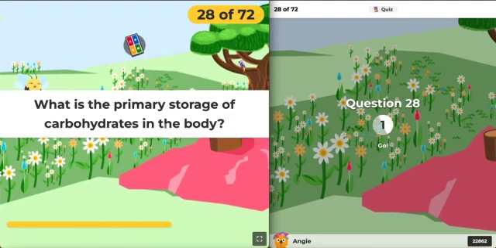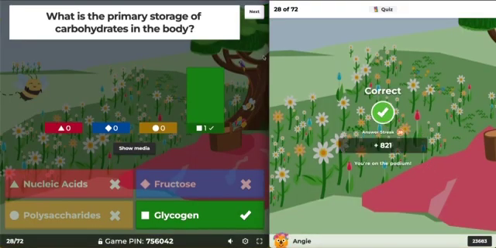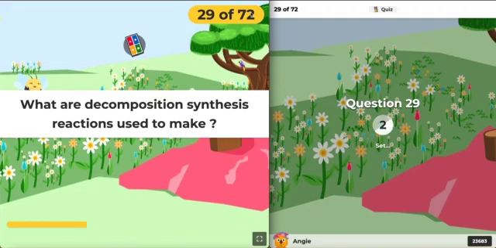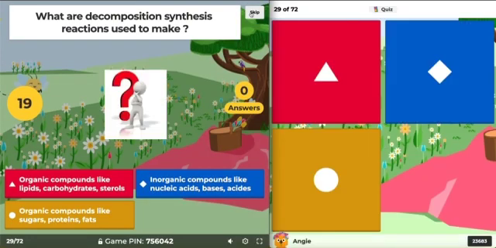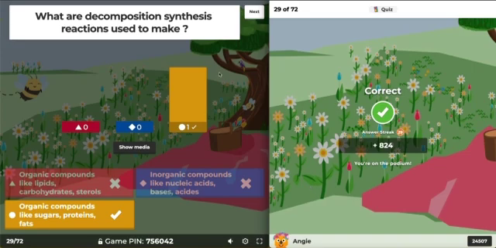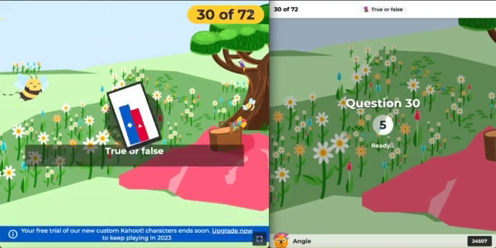What is the primary storage of carbohydrates in the body? The primary storage of carbohydrates in the body is going to be glycogen. What are synthesis reactions used to make? Usually they're used to make organic compounds like sugars, proteins, fats, things of that sort.